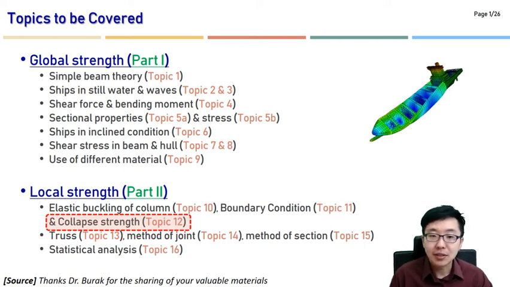Hello everyone, welcome back to the class, and today we're going to cover topic 12, collapse strengths of the column, and this is the last topic for the column methods. So basically we have learned about the elastic buckling column and the Euler equations and different boundary condition effect.